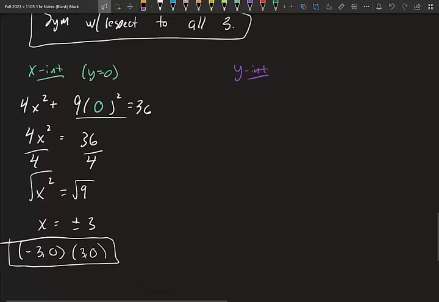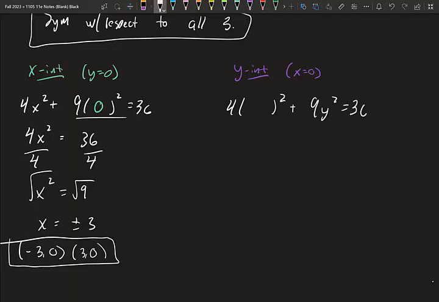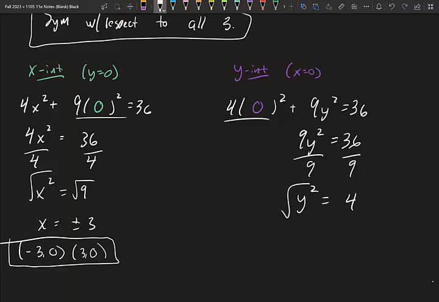All right, let's do our y-intercept. Intercept, something needs to be 0. The opposite of y is x, so x needs to be 0. So we have 4 blank squared plus 9y squared equals 36. And in that blank, we're plugging in 0. So that goes away because it's times 0. So we're left with 9y squared equals 36. Divide by 9. We get y squared equals 4. Square root it. And we get y equals positive negative 2. So we have 0, negative 2, and 0, 2.